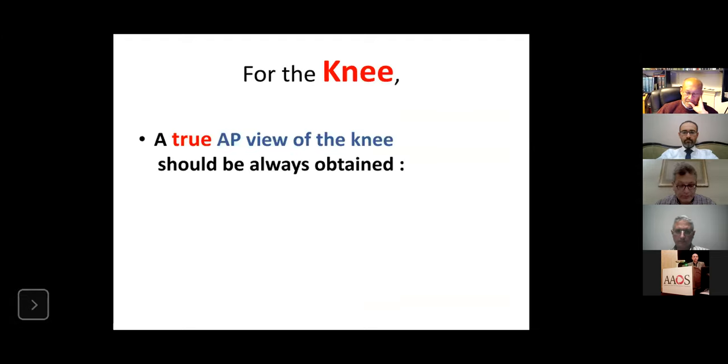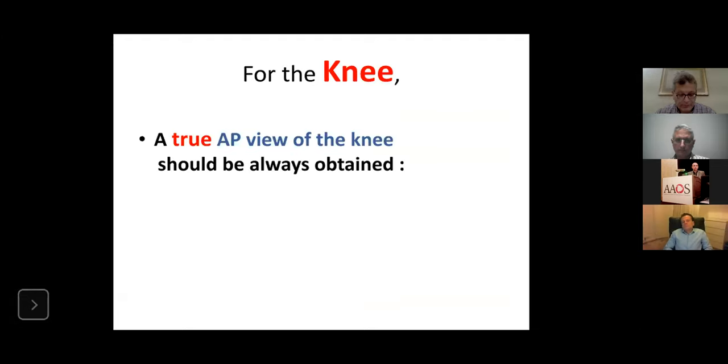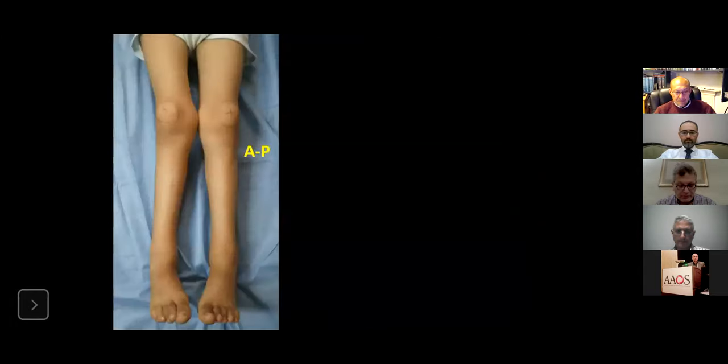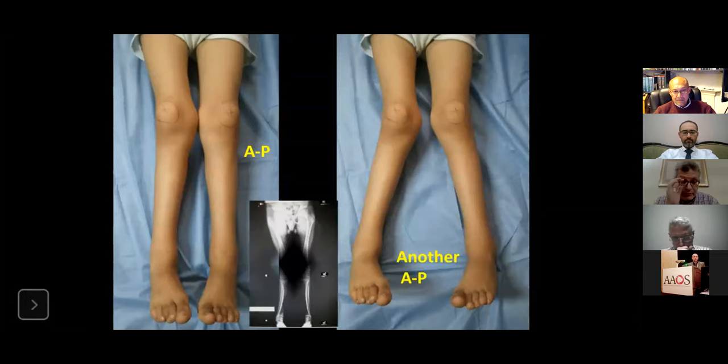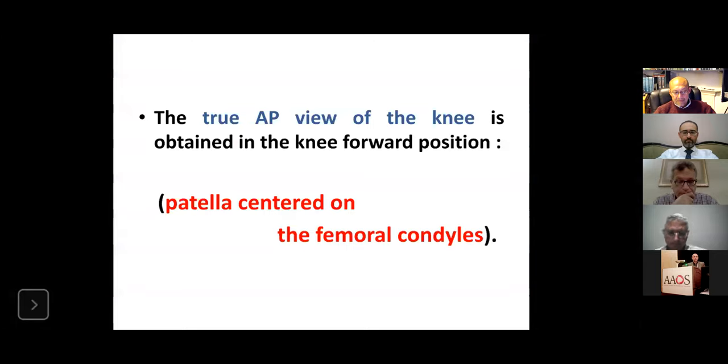Let us start with the knee. For a proper true anteroposterior view of the knee, this should be obtained as follows. If the patient lies like this, this is an AP, this is another AP. This is the true one with genu valgum and internal tibial torsion. How to differentiate, to avoid having a mistaken X-ray like this?